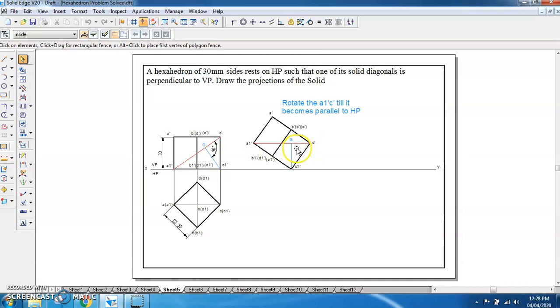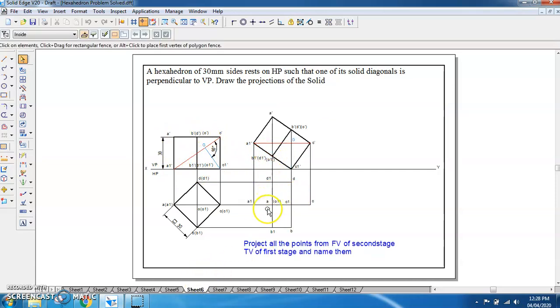So once we get this position where A1 dash C1 dash is parallel to XY line or horizontal plane as well as vertical plane, we will be getting the projections of this. So projections we have drawn as a front view of the second stage like this by reconstructing the first stage front view, and next thing we will be projecting all the points like this and we will be naming them. From A1 dash to A1 projection will be getting A1, then from B1 dash and B1 projector will be getting B1 here, and same we will be getting all the projections and we will be naming all the points here.